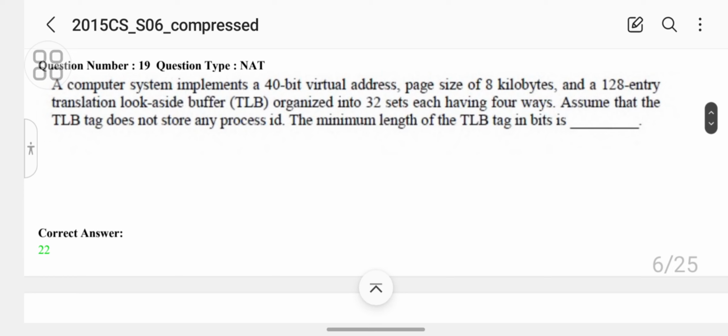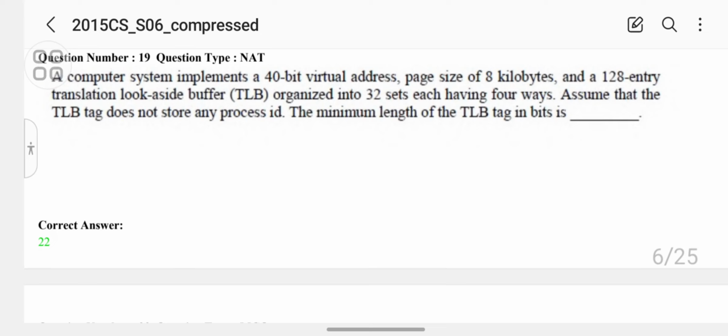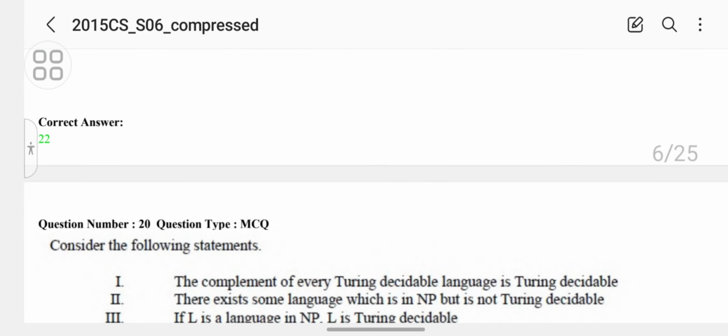Now question number 19: a computer system implements a 40-bit virtual address, a page size of 8 kilobytes, and a 128-entry translation lookaside buffer (TLB) organized into 32 sets, each having 4 ways. Assume that the TLB tag does not store any process ID. The minimum length of the TLB tag in bits is 22. So 22 will be the answer here.